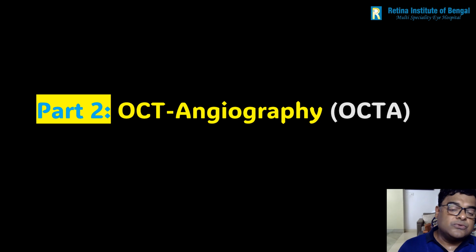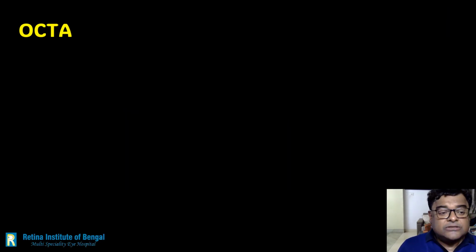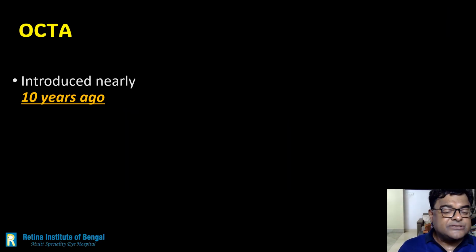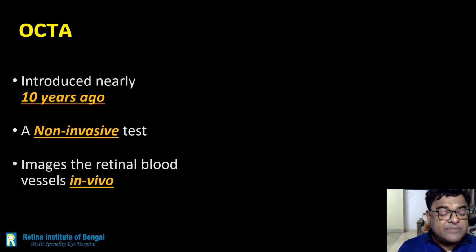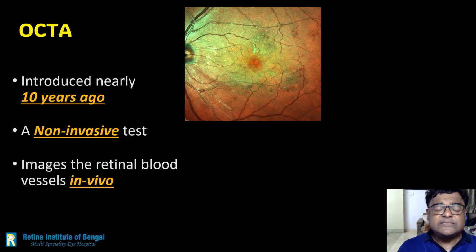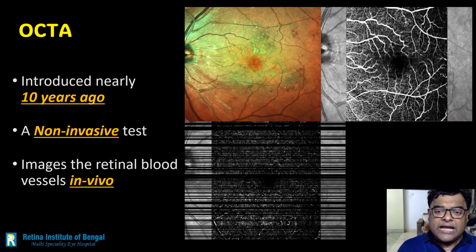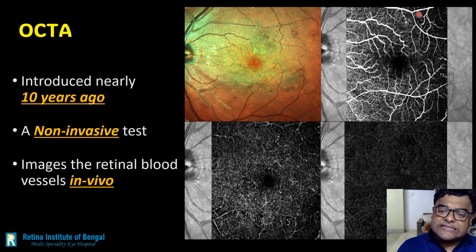Let's now go to OCT angiography. OCT angiography was introduced nearly 10 years ago. It's a non-invasive test, and it images the retinal blood vessels in vivo. So this is a multicolor image of a diabetic patient, and these are the OCTA or OCT-angio images from the same patient. These are the en-face view of the OCT angiography of this patient.